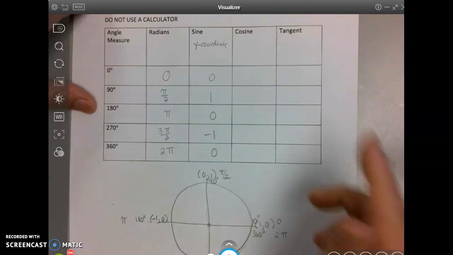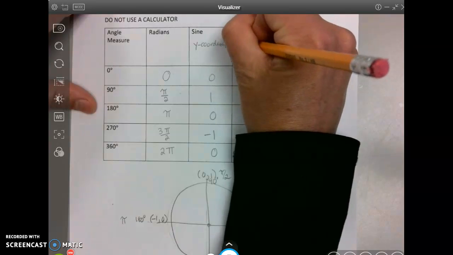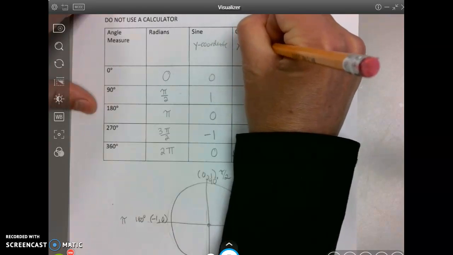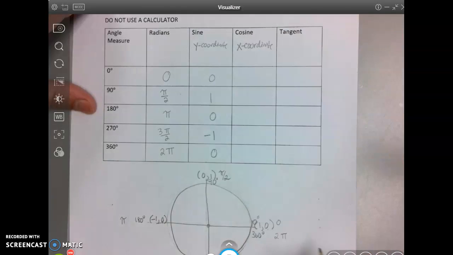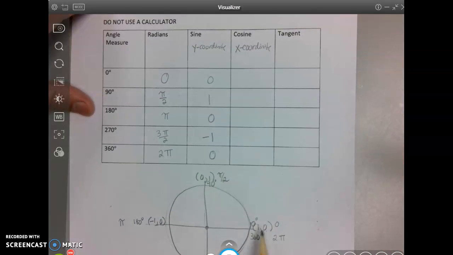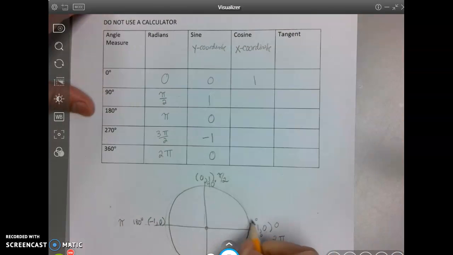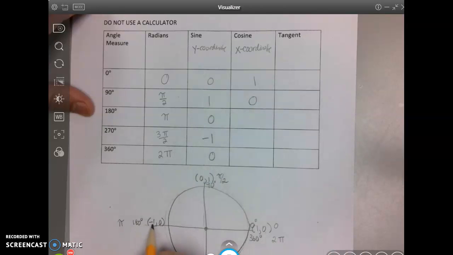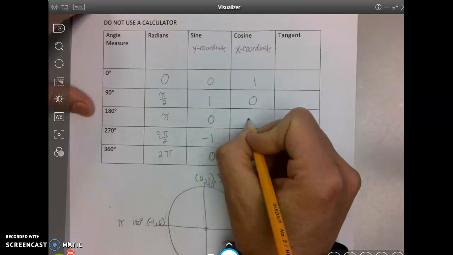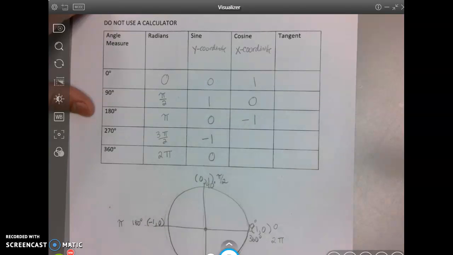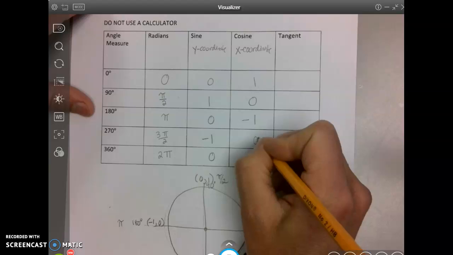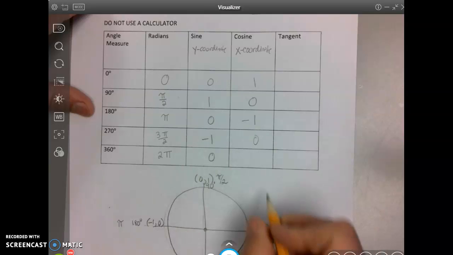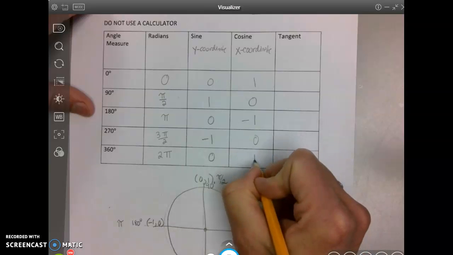Next, I'm going to do cosine, which is my x coordinate. So at 0, I'm at 1. At 90, I'm at 0. At 180, my x coordinate is -1. At 270, my x coordinate is 0. And back at 360, my x coordinate is 1.